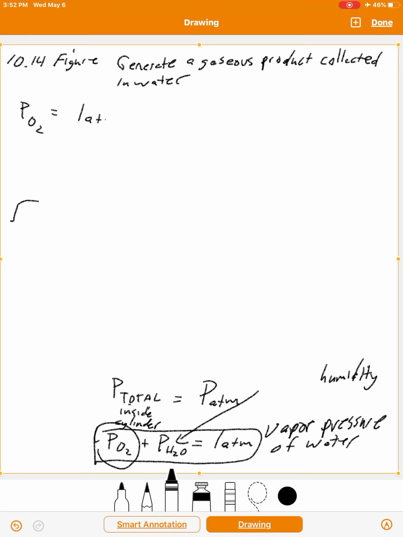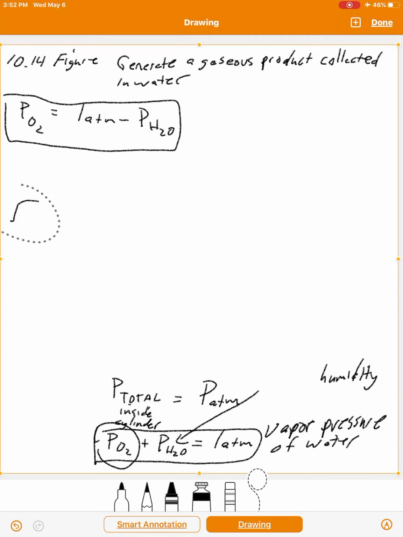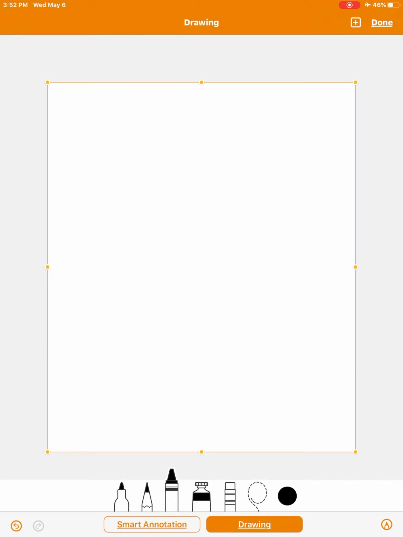Okay? Again, this is not hydrostatic pressure. This is not like the pressure of water on you. It's the vapor pressure of the water. Oops, I erased this. Let me rewrite this, sorry.